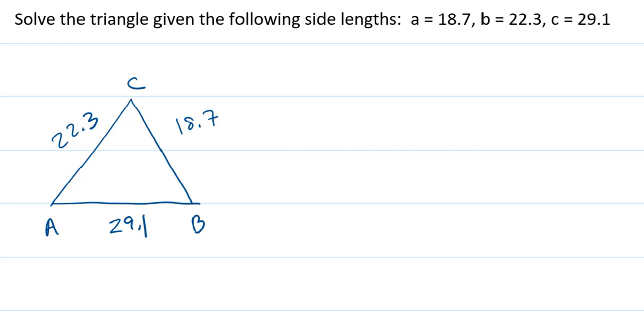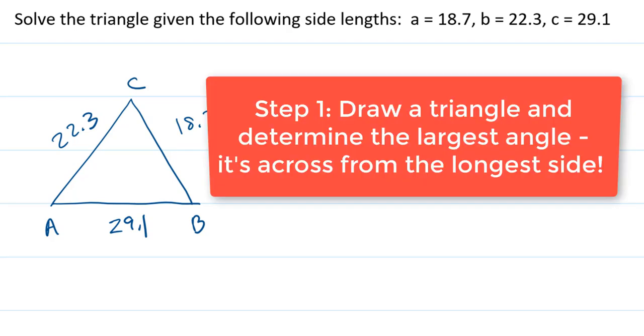Now, when I analyze this, I'm going to do three things. First thing is take a look and find which side is longest. And which, pray tell, is that? Yes, that is going to be side C, 29.1, which means I'm going to find angle C first. In doing so, here is going to be the calculation. I'm going to show you the shortest way to get there.